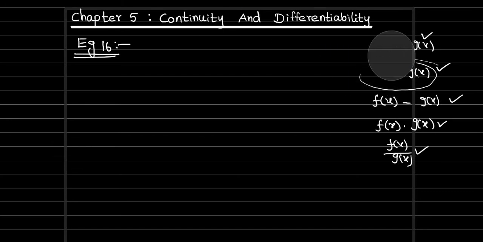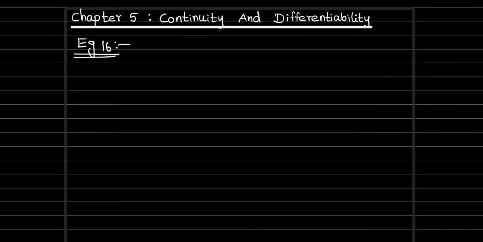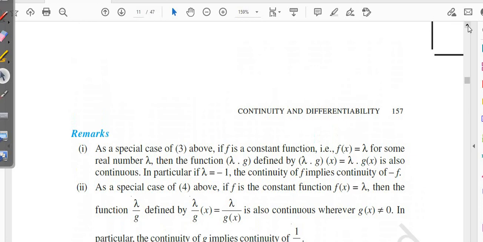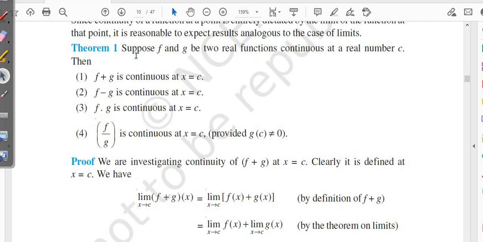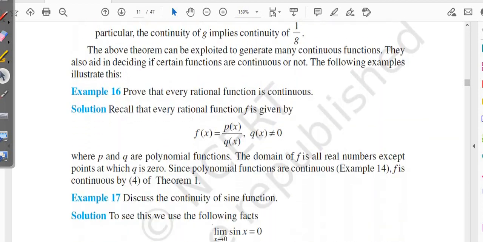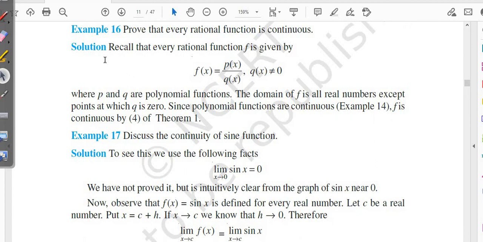That is given in Theorem 1. Here it is: suppose f and g are two real functions continuous at a real number c. So f and g both are continuous. Then f plus g is also continuous, f minus g is also continuous. Adding, subtracting, multiplying and dividing two continuous functions also gives a continuous function. Using that, we are going to see the solution for example 16.